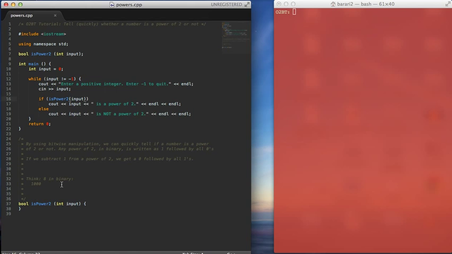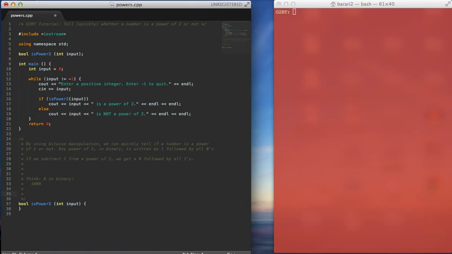We're going to start by thinking about how we represent a power of 2 in binary, and we're going to notice a pattern. So the first example I have here is, what is 8 in binary? Well, it's 1, 0, 0, 0. And remember, this is 1 times 2 to the third, plus 0 times 2 to the second, plus 0 times 2 to the first, plus 0 times 2 to the 0.